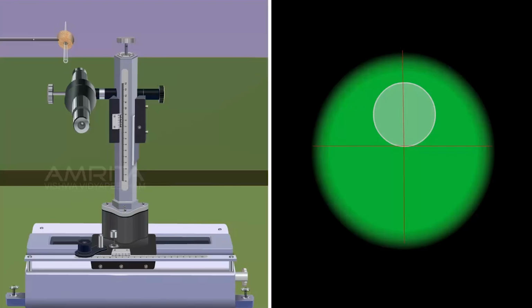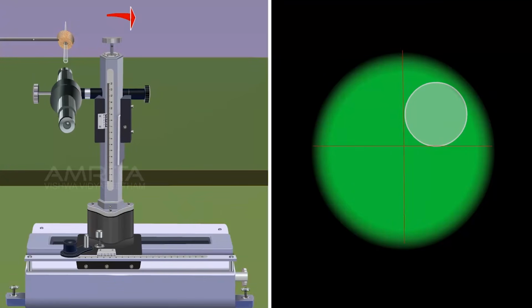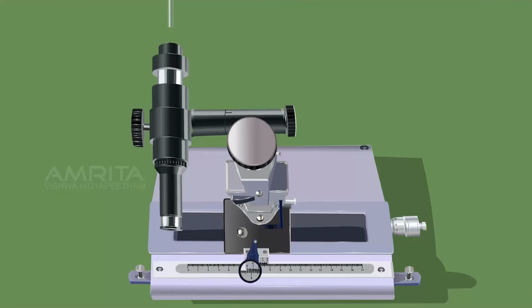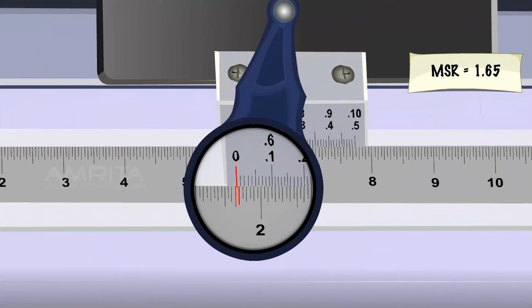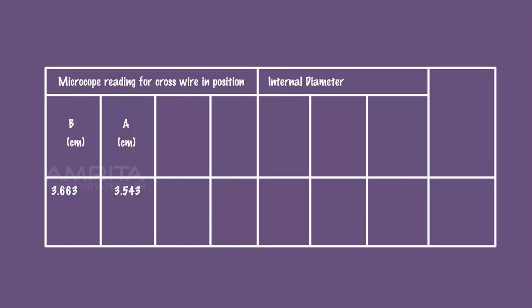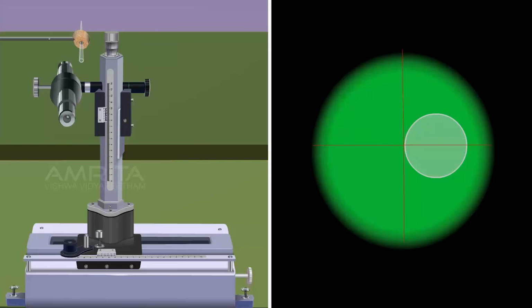Move the microscope on the horizontal scale by adjusting the fine adjustment screw on the bottom right of the microscope in anti-clockwise rotation. This causes the cross wire to shift to the left. Adjust the fine adjustment screw on the top so that the vertical cross wire rises up and touches the inner circle at C. Note down the main scale reading and vernier scale reading. Record the total reading in the tabular column.